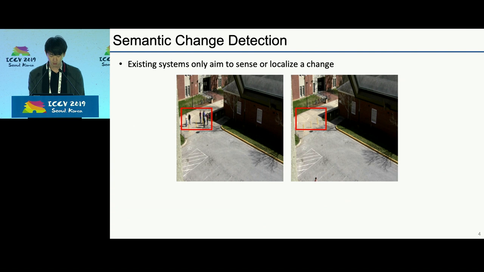Semantic change detection has been a long-standing research problem in itself. However, the task only aims to sense or localize a change, only addressing the question of where. Yet answering where does not deliver detailed semantic content, and it is more desirable to get a concise description of what and how the change is manifested.